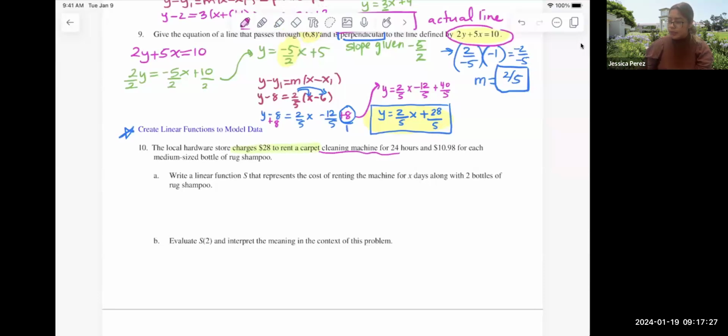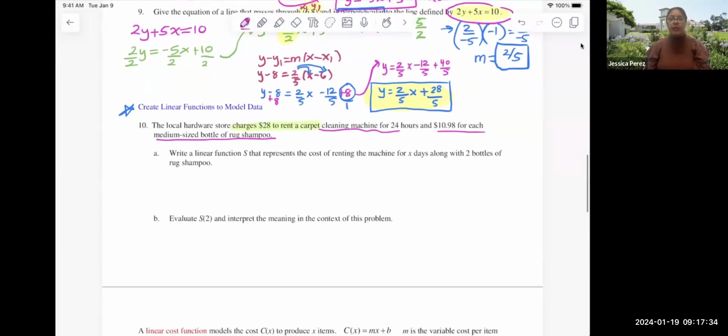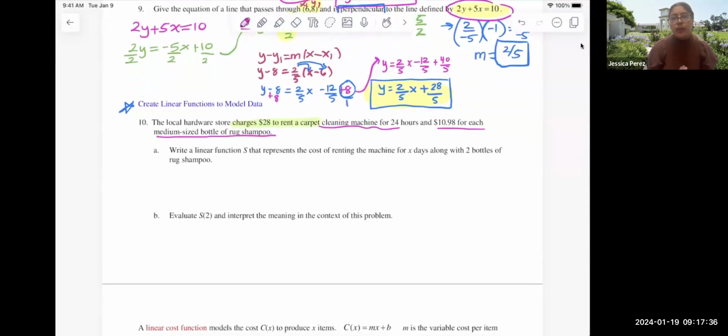And $10.98 for each medium-sized bottle of rug shampoo. So there's two different things. I have the rent, the $28, the rent of the carpet machine per day. And we also have the $10.98 per medium-sized bottle. So that would represent another variable. They're asking, letter A, write a linear function S that represents the cost of renting the machine for x days along with 2 bottles of rug shampoo.